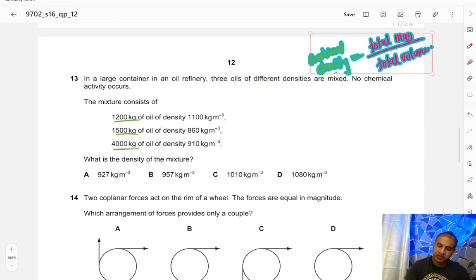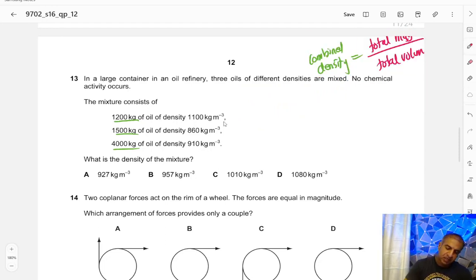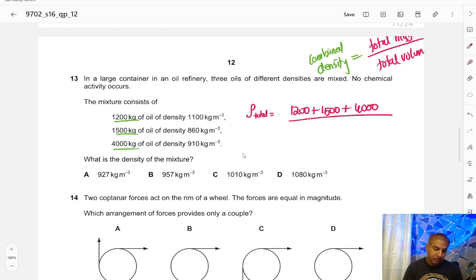We are just going to move it over here so that I have more space to work with. We just have to add the masses together. So the total mass is 1,200 plus 1,500 plus 4,000, divided by the volume. We will have to find the individual volumes. Density is equal to mass per unit volume, so volume is equal to mass per unit density. So we are going to find the individual volumes.